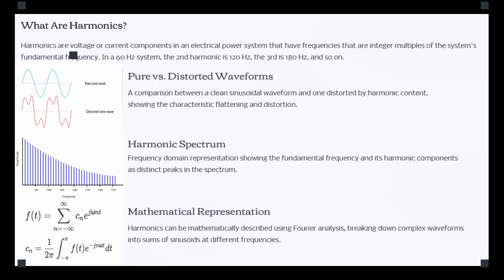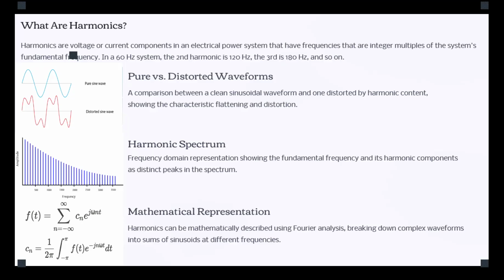Now, there are also nonlinear loads, which are the main reason for harmonics in the power system. Devices like computers, LED lights, or variable speed drives draw current unevenly. When I say unevenly, that means there is no symmetry in their signal. The positive half could be different from the negative half, and even one cycle could be different from another cycle. Most importantly, the positive and negative halves don't have the symmetry that we have in the pure sinusoidal wave.